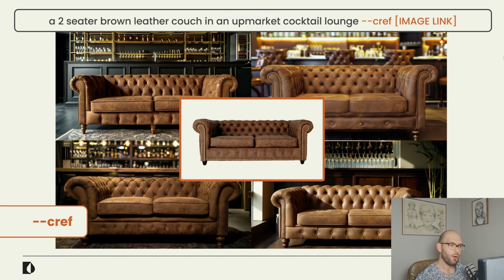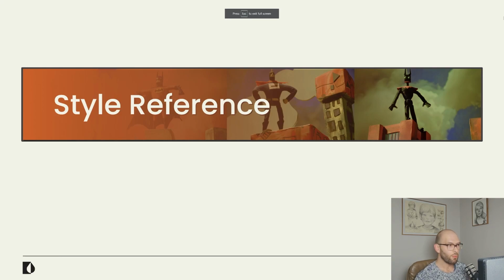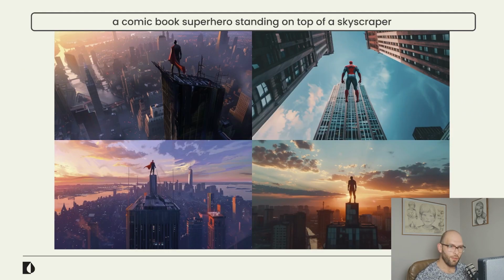We could use our inputs to control the negative space and the angle of our product if we wanted to get more interesting lifestyle or in situ shots. Finally, we'll move on to style reference. For this example, we'll start with our generic image, a comic book superhero standing on top of a skyscraper.